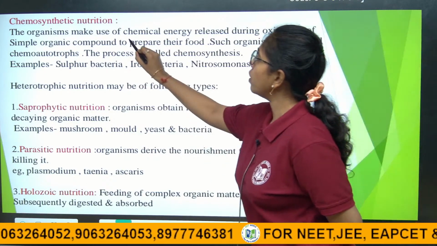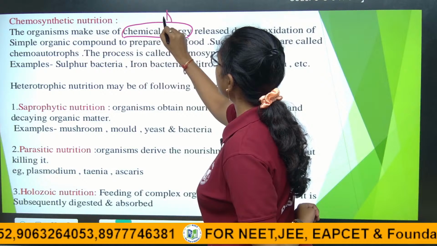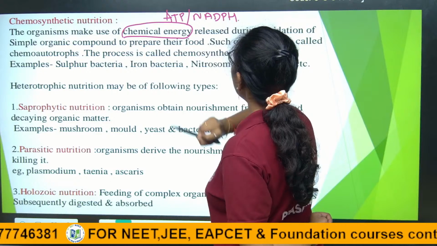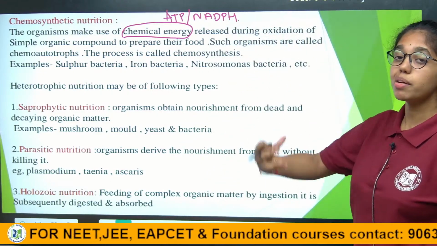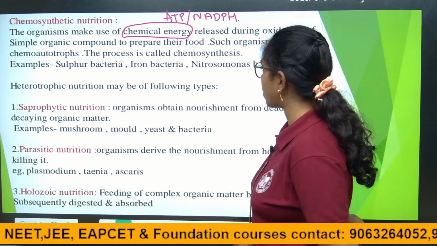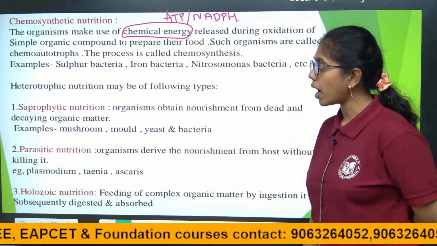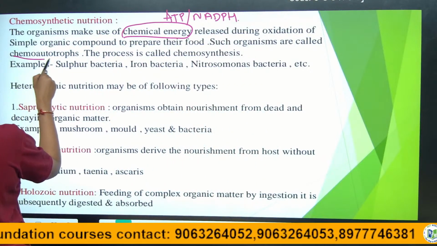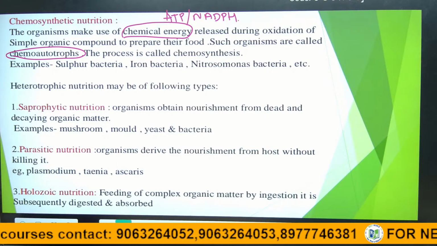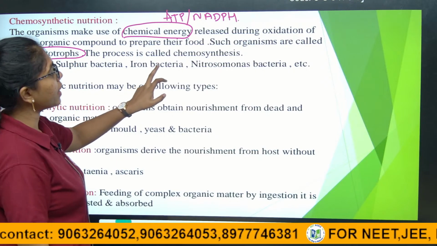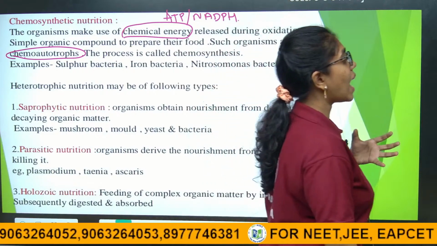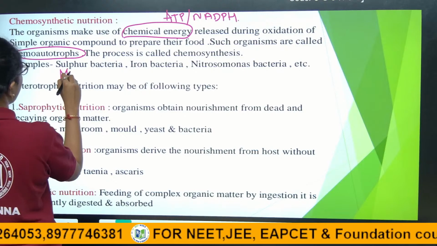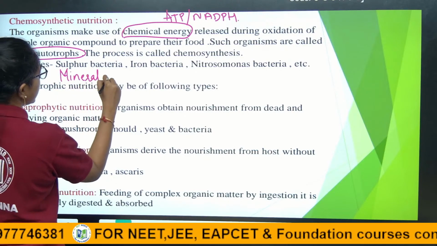Chemosynthetic organisms use chemical energy, which can be ATP or NADPH, which is released during oxidation of some organic molecules at the time of preparation of food. Such organisms are called chemoautotrophs. This process is called chemosynthesis. Okay. The best examples are sulfur bacteria, iron bacteria, Nitrosomonas. These are highly useful for mineral cycling.